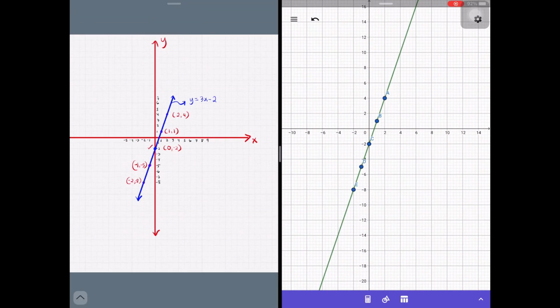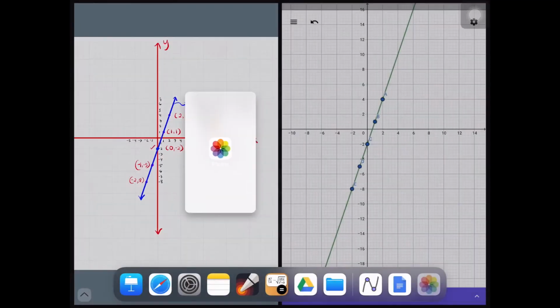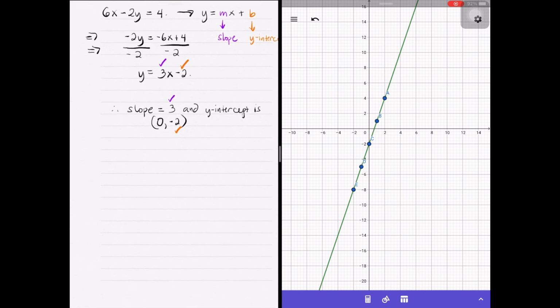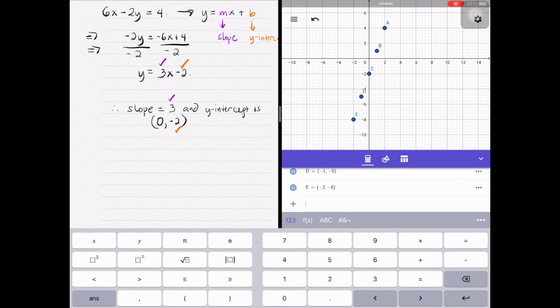And to double check if our slope-intercept form y equals 3x minus 2 is really just the same as 6x minus 2y equals 4, notice that if we hide the graph of y equals 3x minus 2 and input instead 6x minus 2y equals 4, the graph of this original equation of the line would really pass through the points, meaning these two lines are just the same.